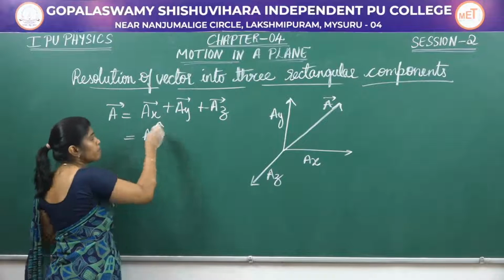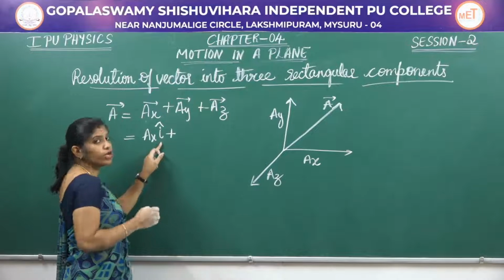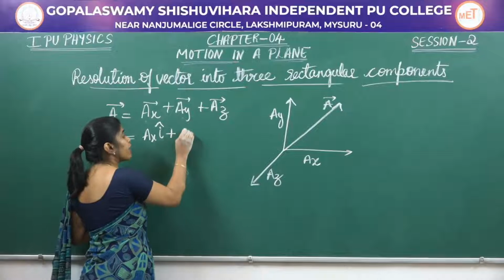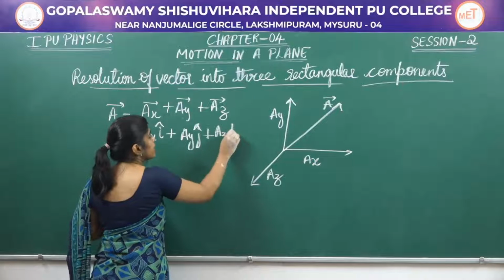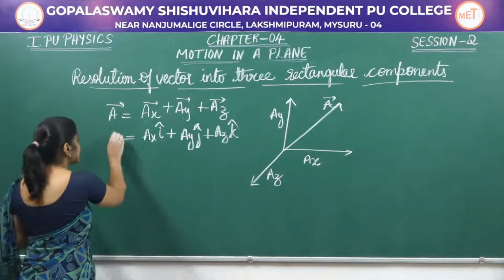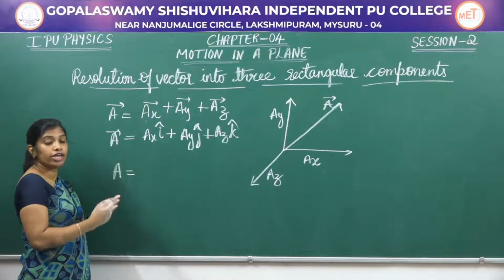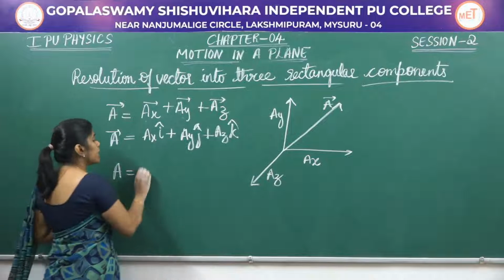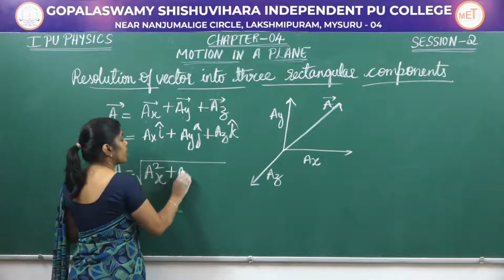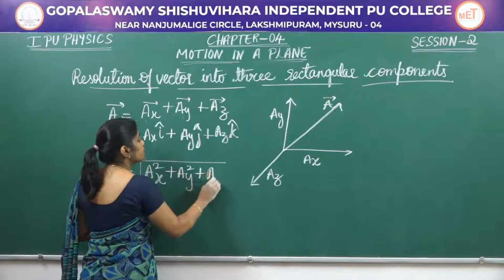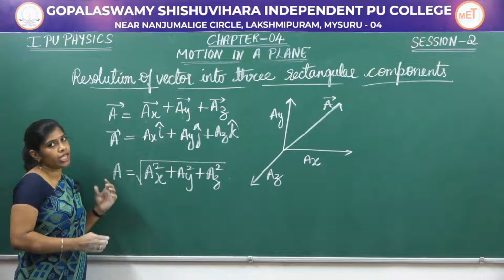Therefore, this vector A is written as Ax plus Ay plus Az, or I can write it as Ax i cap, because Ax is the component along the x-axis. Therefore, I am multiplying the unit vector i cap. Similarly, for Ay, it is Ay j cap, plus this is Az k cap. So, this is how I am going to represent the vector A. If I want to find the magnitude of this vector A, then I am going to write it as under root Ax square plus Ay square plus Az square. This gives me the magnitude of this vector A.